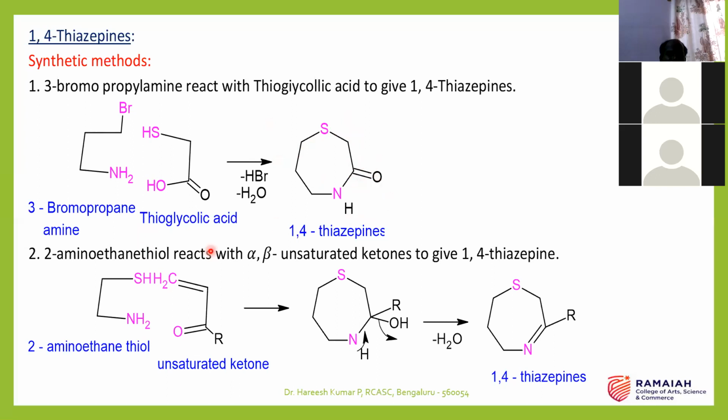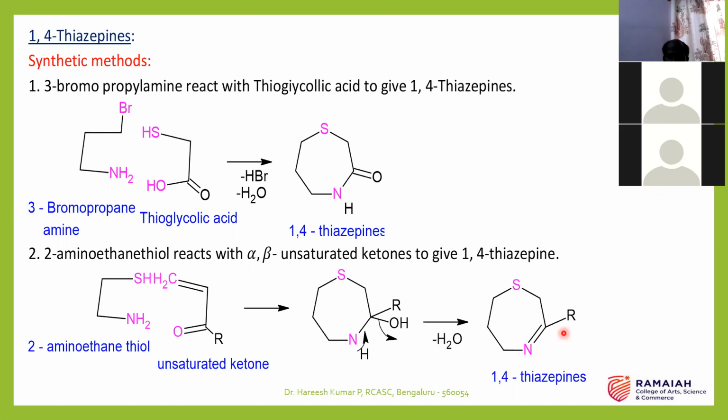Similarly, with small changes, this is an alpha, beta-unsaturated ketone, and this one is an amino mercaptan. This group is amino, and mercaptan means SH. What will happen here? Also a condensation reaction, removal of water, H2 and O, and there will be a new bond formation between this sulfur and this carbon. Of course, this bond pair can come over here and form a hydroxy group. Later on, this bond pair can come over here and this will go out. So overall, the condensed product is 1,4-thiazepine. This is about 1,4-thiazepines.